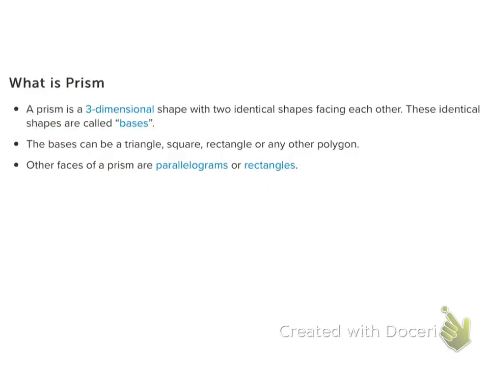So the very first thing, before jumping to the volume of prisms and cylinders, let's first learn what a prism is. A prism is a three-dimensional shape, and it has two identical shapes facing each other, maybe top and bottom, you can say that way. These identical shapes are called bases. Keep in mind that those shapes are going to be identical.